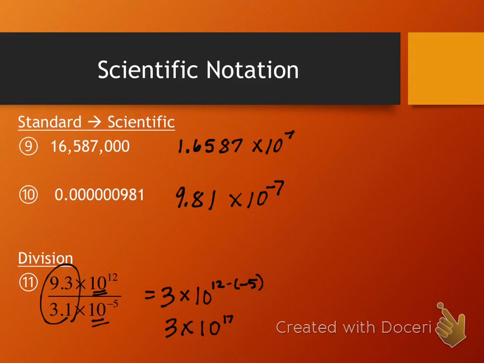17. So again, it's like pieces. The coefficients in front are alike. The values at the end are alike. And when I'm done, I need to make sure, is it in scientific notation? Is 3 times 10 to the 17th scientific notation? It is. It has the right form to it, so we're good to go.